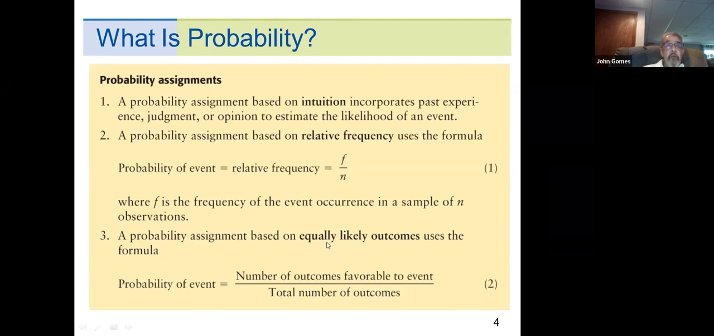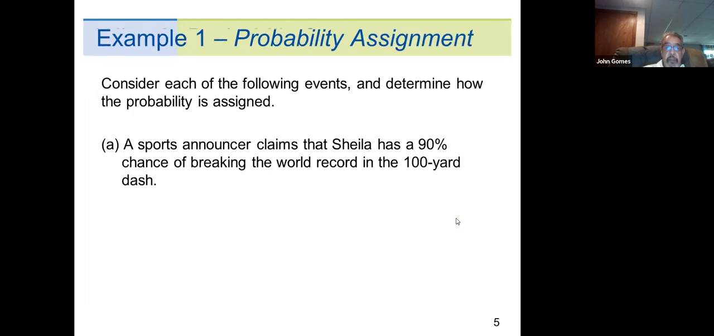For instance, if I roll a die, there are six numbers on a die. What's the probability of me rolling a five? Well, favorable is only 1. Total outcomes, there's six. Probability of me rolling a five is 1 chance out of 6. So I can't ask you anything on intuition, but the majority of problems will deal with number three, and some of them will obviously deal with relative frequencies. Both of these are solved by setting up fractions.